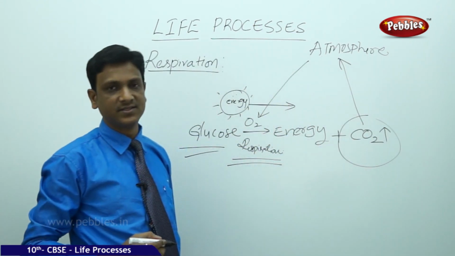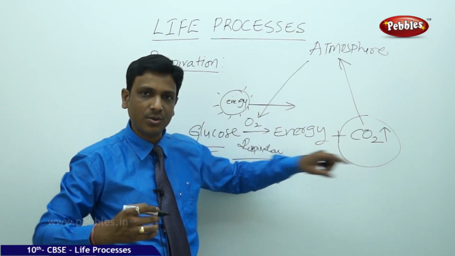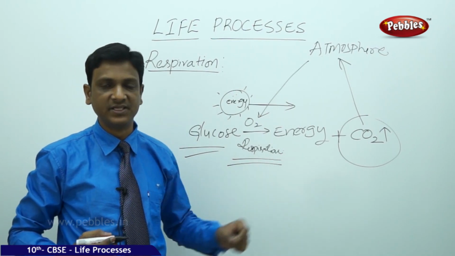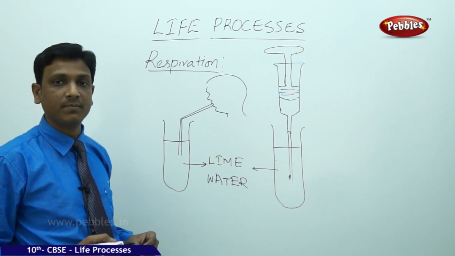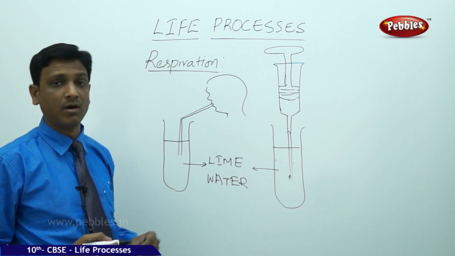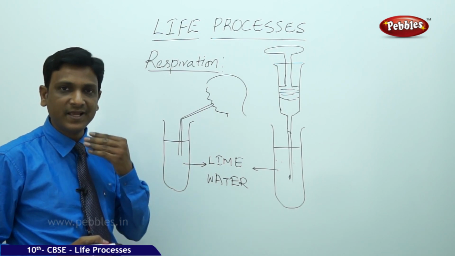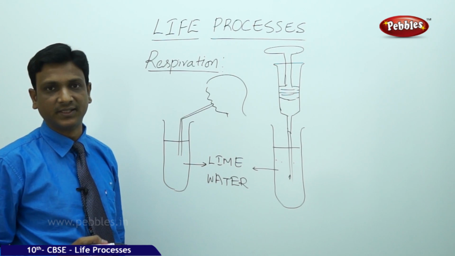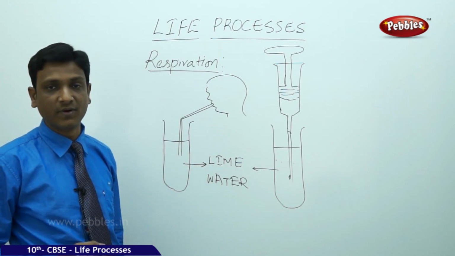When respiration is going on, which gas is released? Carbon dioxide is released. We can prove this with the help of an activity. Let us see an activity by which we can prove that carbon dioxide is released during respiration, or we can prove that the gas that is present in the air which we leave out, or which we exhale, is carbon dioxide. Whatever air we are exhaling out contains carbon dioxide. From where is it coming?